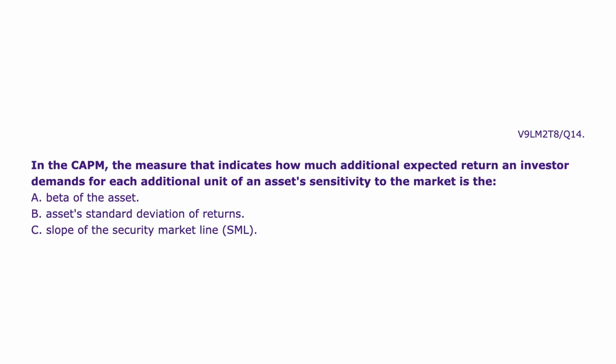In the CAPM, the measure that indicates how much additional expected return an investor demands for each additional unit of an asset's sensitivity to the market is the A. Beta of the asset, B. Asset's standard deviation of returns, C. Slope of the security market line, SML.